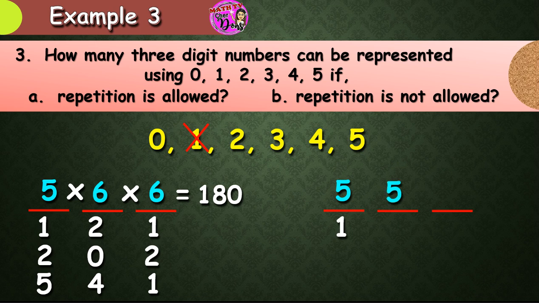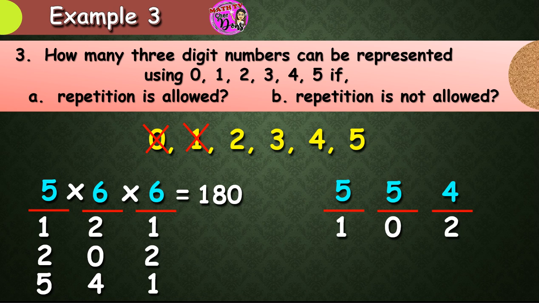Again, let us choose from the given available numbers. Let's try 0. So for the ones place, how many choices do we have? Correct, we have 4. So let's fill the last place and choose 2. As you can see, we don't have the same number because repetition is not allowed.